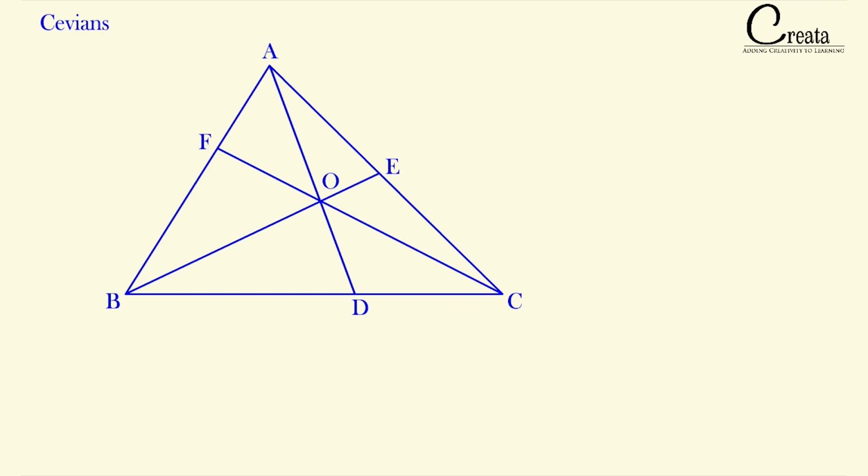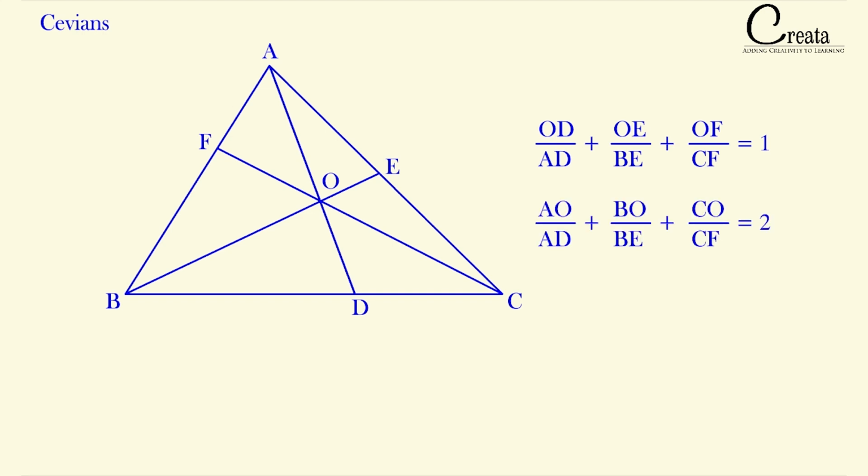In this fundamental, we will cover two formulas that are OD upon AD plus OE upon BE plus OF upon CF is equal to 1. And the second formula is AO upon AD plus BO upon BE plus CO upon CF is equal to 2. These are the two formulas that we will cover in this section. If you observe both of these formulas, are you able to observe here AD, BE and CF, that is the three Cevians of the triangle, are coming in the denominator of the formula? Are you able to match AD, AD, BE, BE and CF, CF?